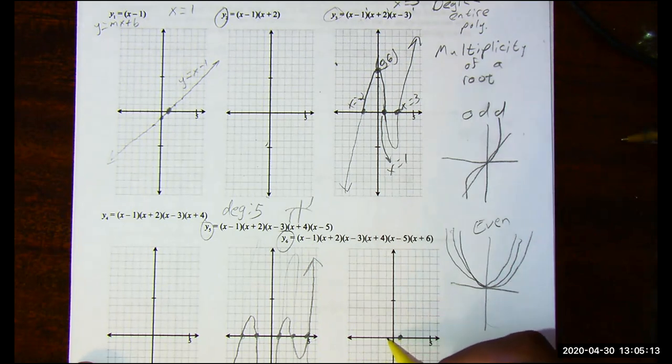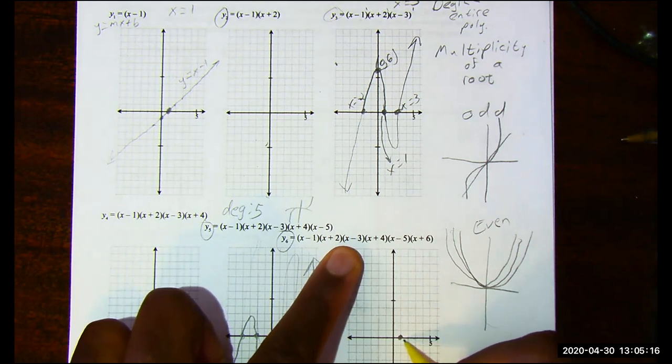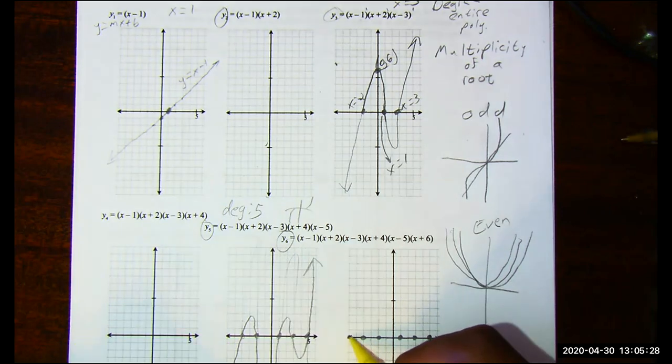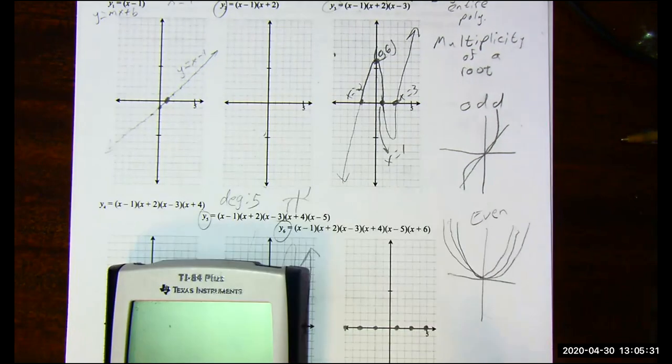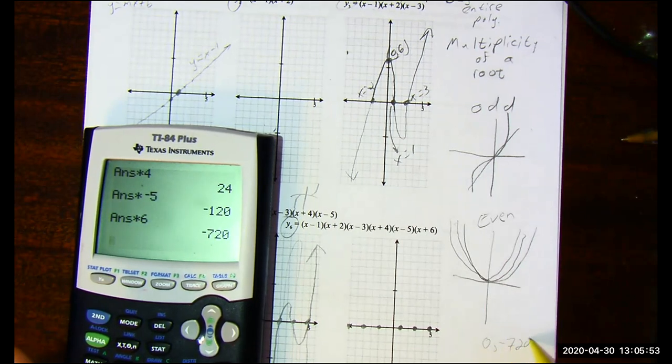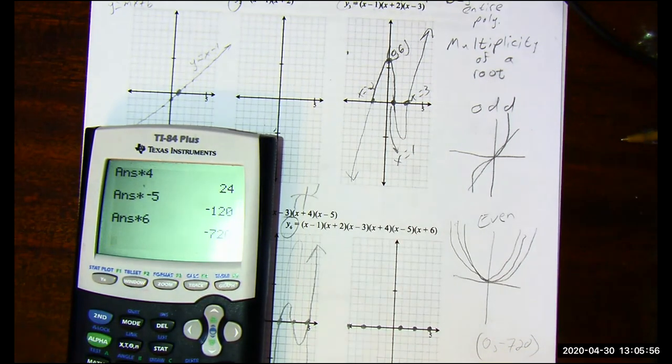Let me just do all the roots: 1, 2, 3, 4, 5, 6, negative 1, negative 3, negative 5. And let's calculate the y-intercept. Negative 1 times 2 times negative 3 times 4 times negative 5 times 6. And I'm getting a huge number, negative 720. So my y-intercept is 0, negative 720. Very long leaps and bounds, but we're just going to do something like we did there.